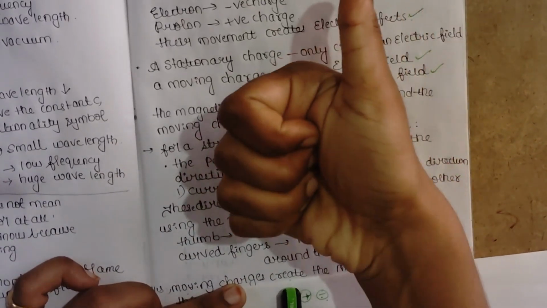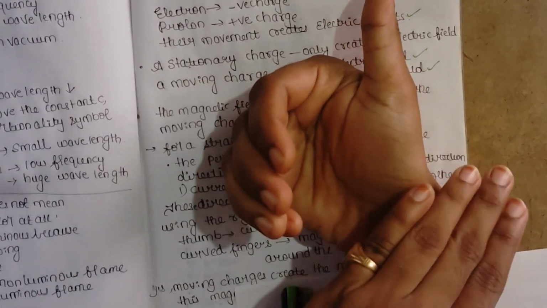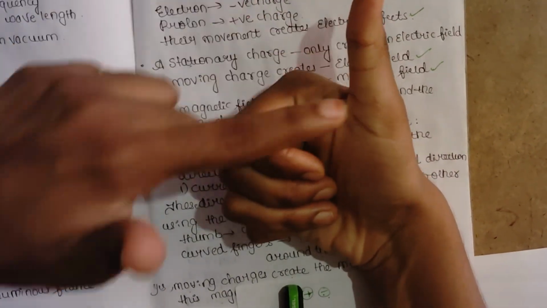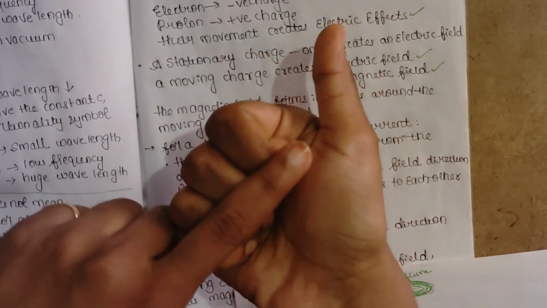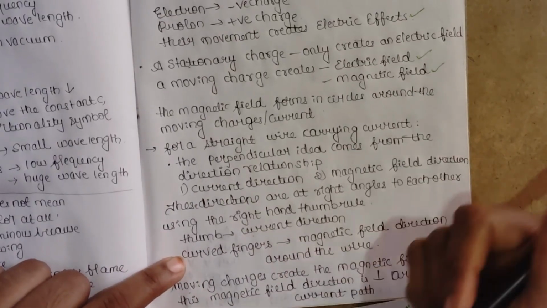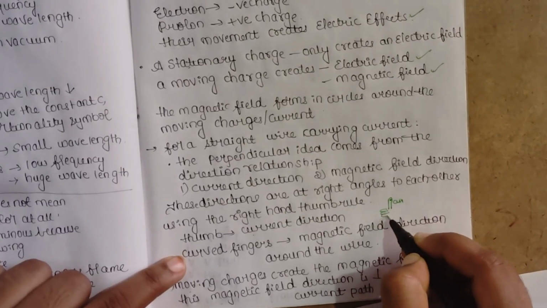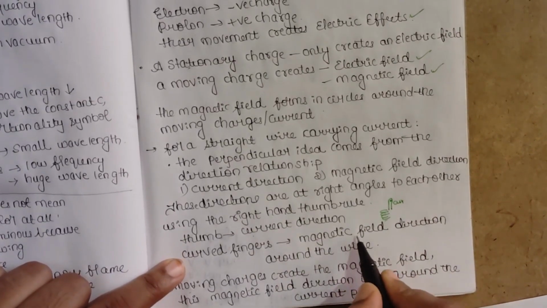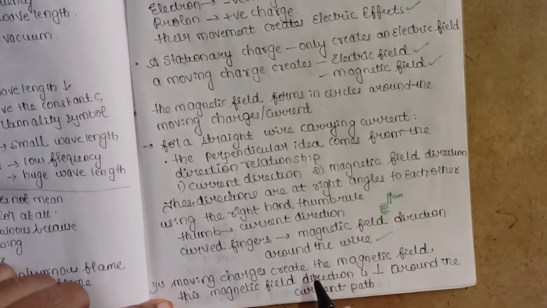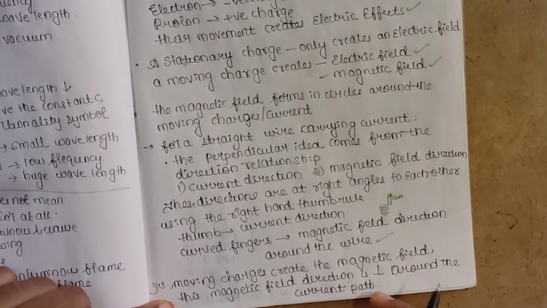If the current is in this direction, then the field will be in this direction. This is upward, and this is perpendicular to it. This is the right hand thumb rule. Did you understand? The thumb pointing upward is the current, and the curved fingers show the magnetic field direction around the wire. Here, moving charges create the magnetic field, and its direction is perpendicular around the current path.